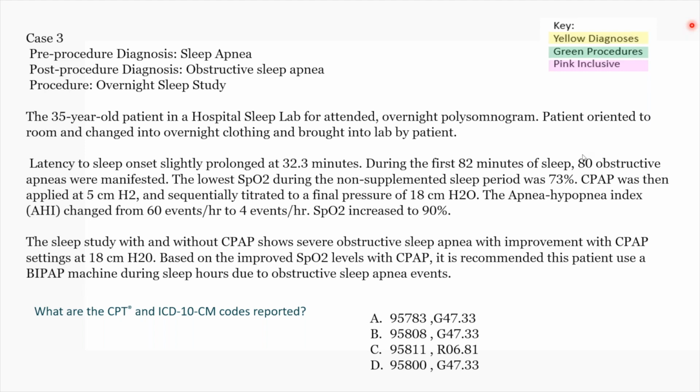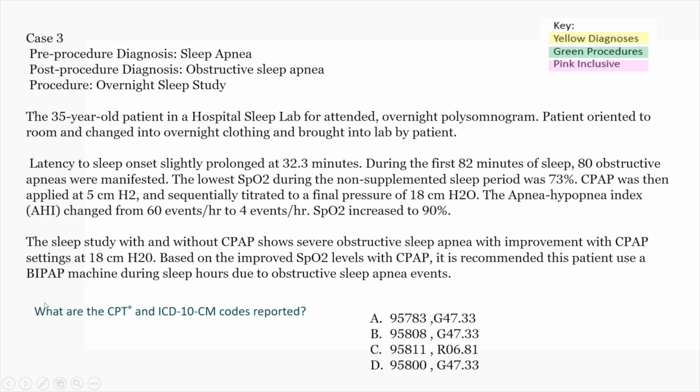Coders, what are the CPT and ICD-10 codes reported? A. 95783 G47.33. B. 95808 G47.33. C. 95811 R06.81. D. 95800 G47.33.